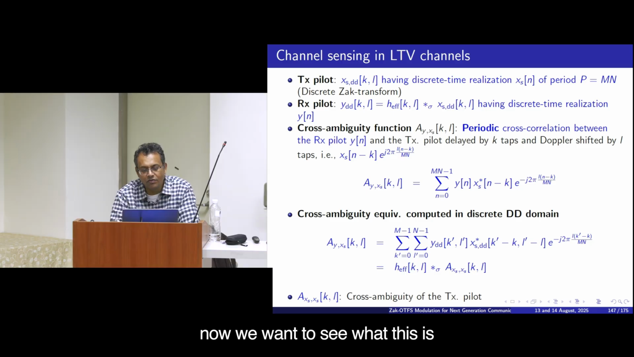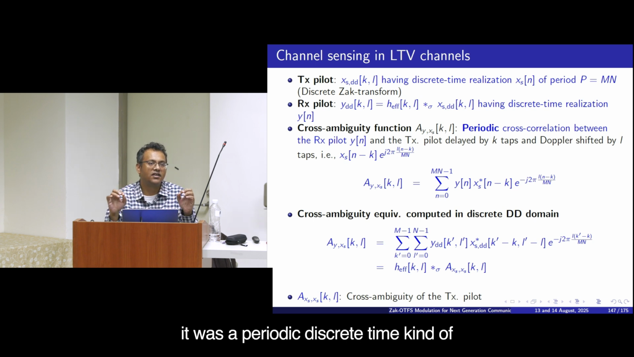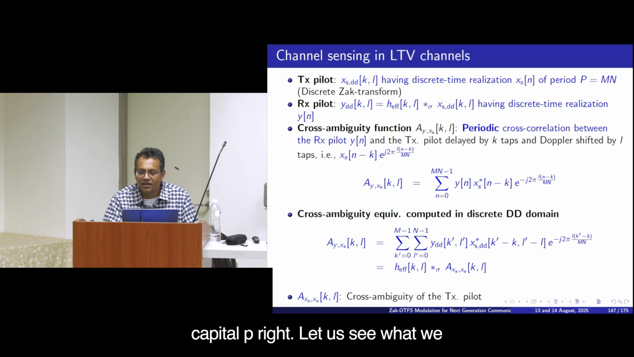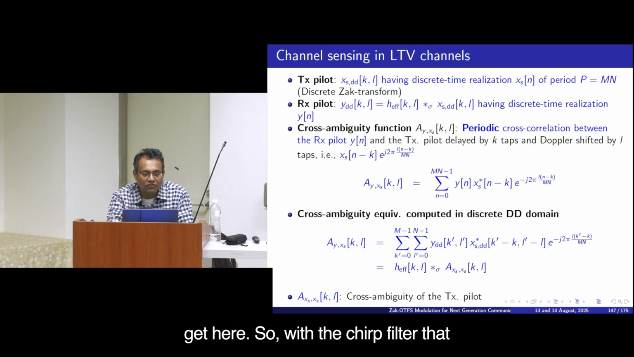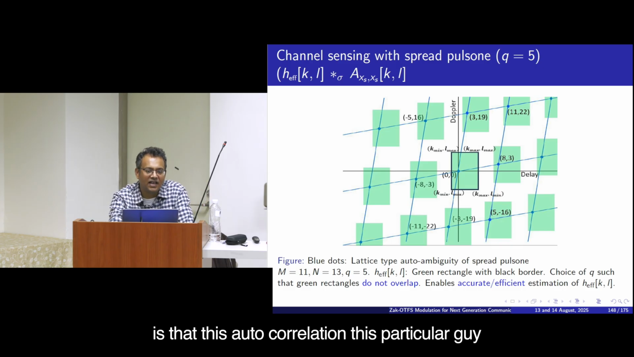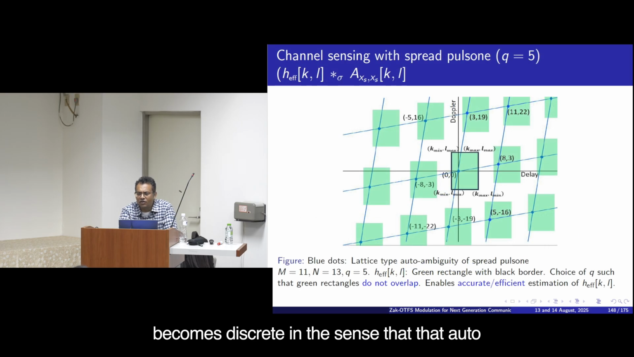So now we want to see what this is. In that case, with Z of Q, it became a pulse train. It was a periodic discrete time kind of Dirac delta function, the autocorrelation with period capital P, right. Let us see what we get here. So with the chirp filter, that W[k,l] that I had designed, what you will see is that this particular autocorrelation becomes discrete in the sense that the auto ambiguity is non-zero only at these blue dot locations.